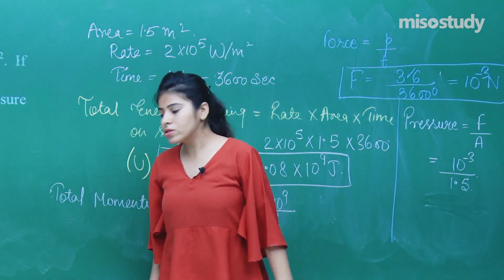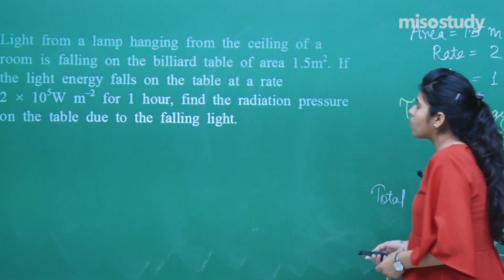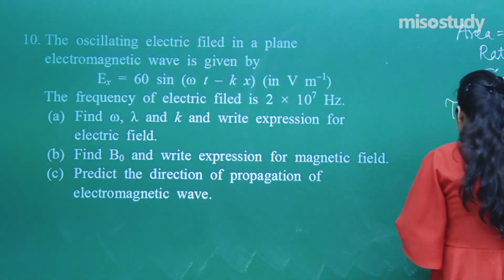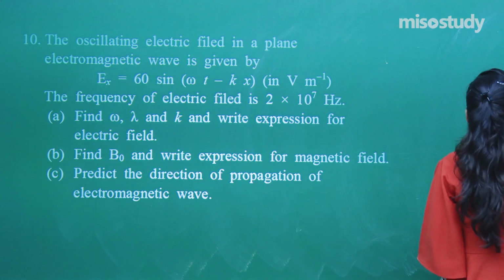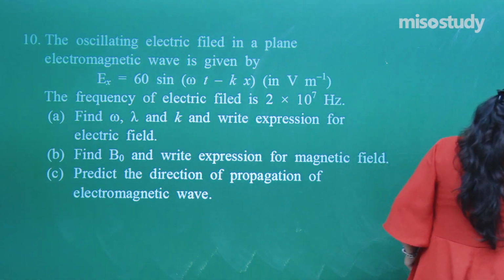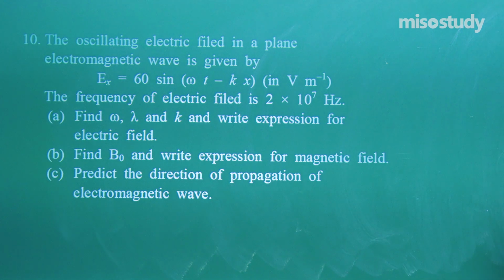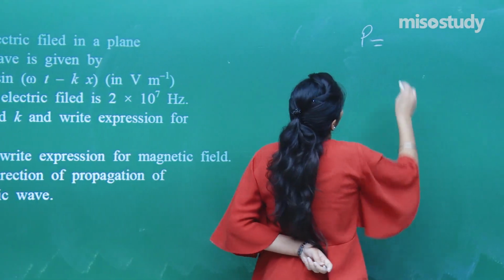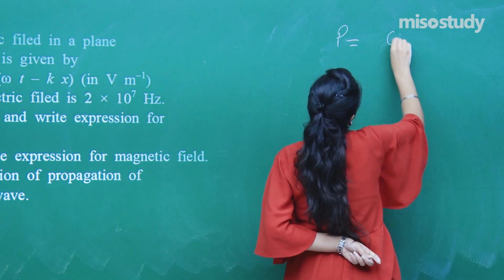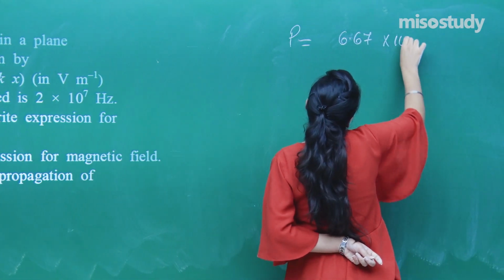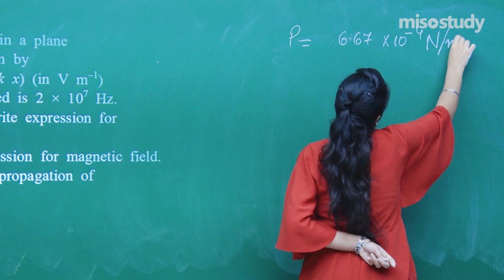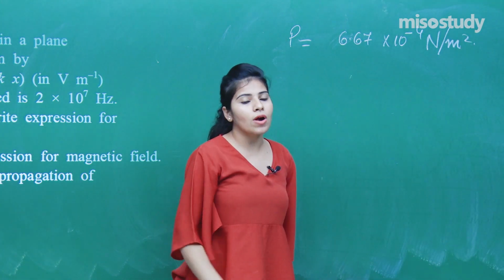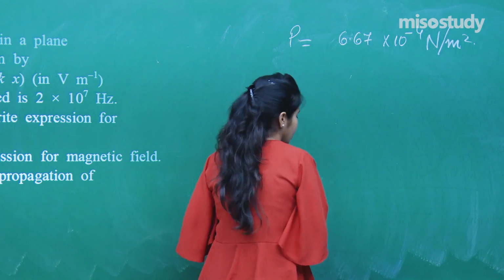Okay, so we are done with the question. Now the next question, which says that, okay, let me tell you the answer so that you can do it on your own and check whether it was correct or not. So it is 6.67 into 10 raised to the power minus 4 Newton per meter square. This would be your answer. So do the calculation and check it out.